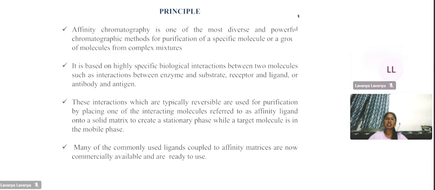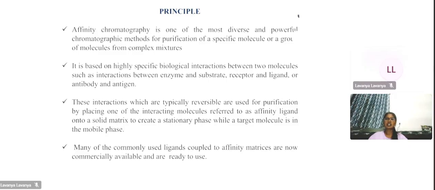Basically, affinity chromatography relies on highly specific biological interactions between two molecules, such as enzymes and substrates, receptors and ligands, etc. These interactions, which are typically reversible, are used for purification by placing one of the interacting molecules, referred to as the affinity ligand, onto a solid matrix to create a stationary phase, while the target molecule is in the mobile phase.